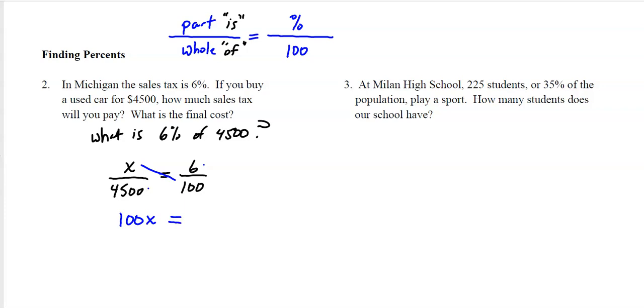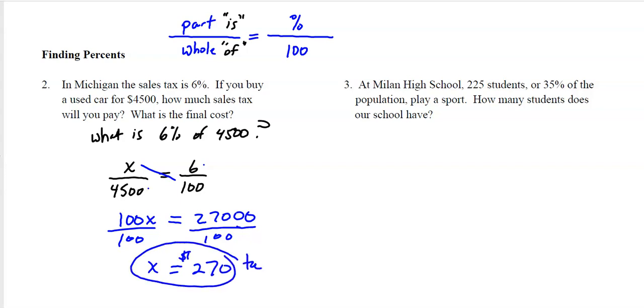24 plus 27,000. And then I'm going to divide both sides by 100. And just double check my math here. I think it's going to be bigger than that. 27,000. That makes a little more sense. And then divide both sides by 100 and $270. This would be the tax.